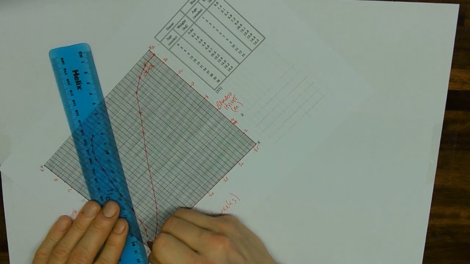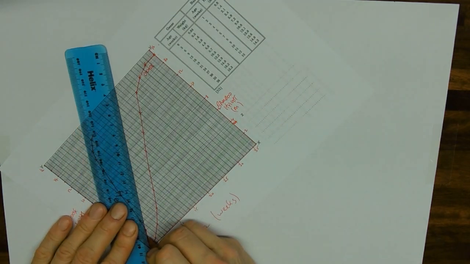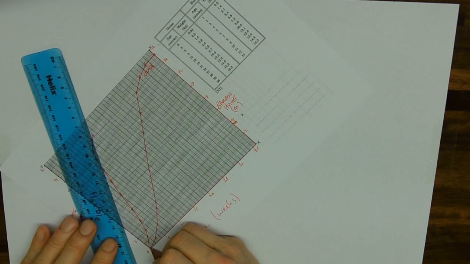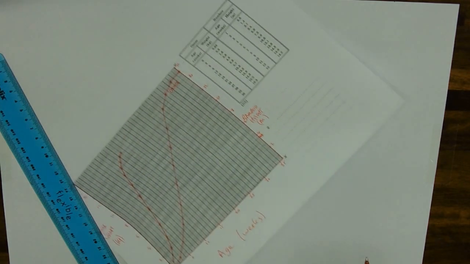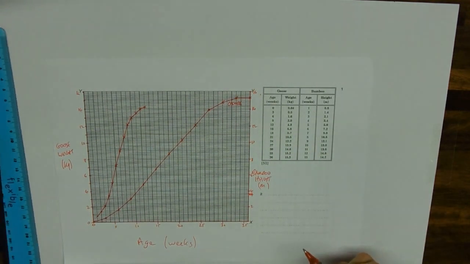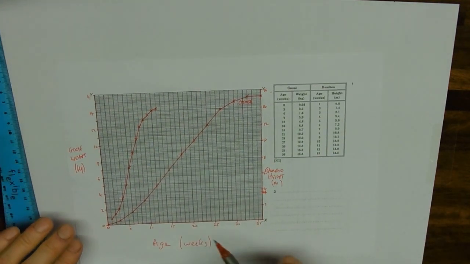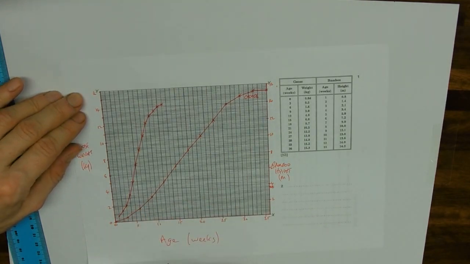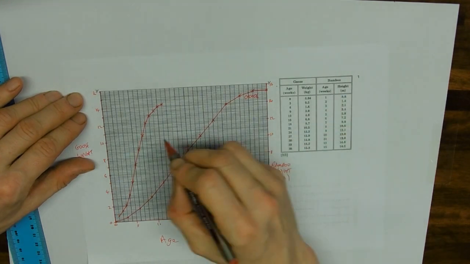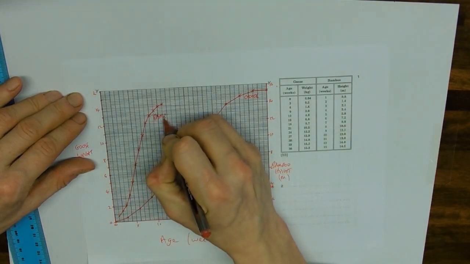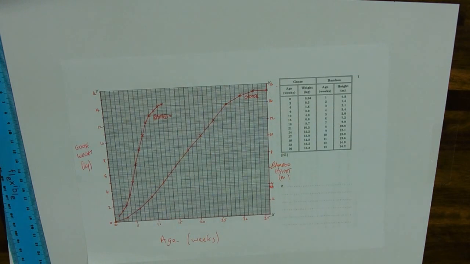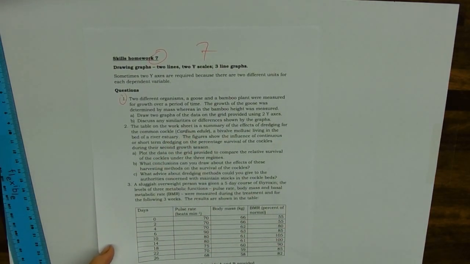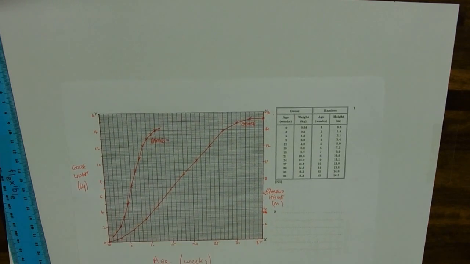Try not to go past the points, and it's very tempting here to draw that down to the 0. But we don't have any data for 0, so we can't do that. We can only draw the line of best fit to cover the data that we've got. So no extrapolation. And we're going to label that bamboo. So two different y-axes on the same graph. And reminder of the question, discuss any similarities or differences.